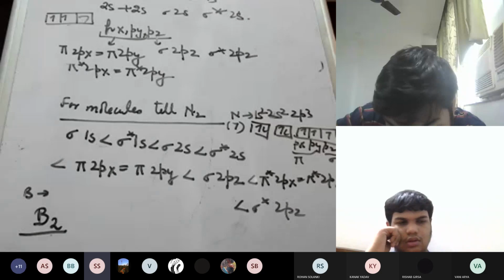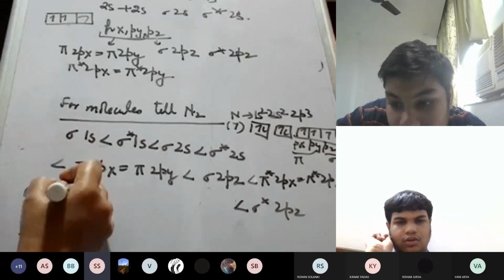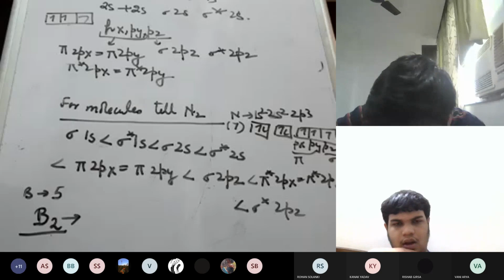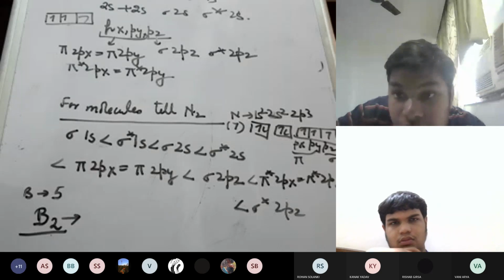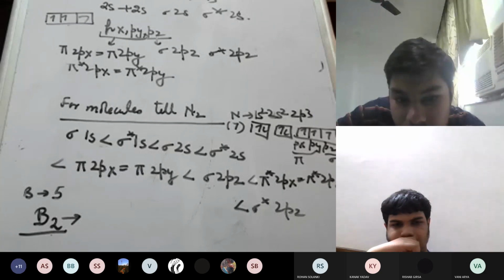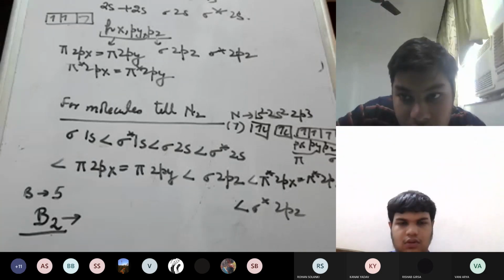Shivansh, what is the atomic number of boron? Yes, 5. So in B2, how many total electrons? Shivansh, in B2, how many total electrons?